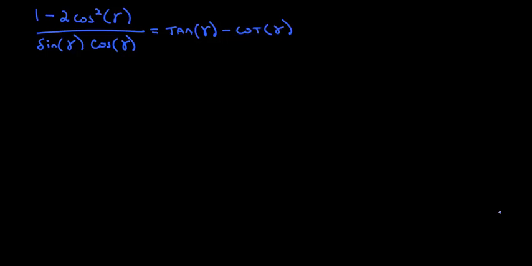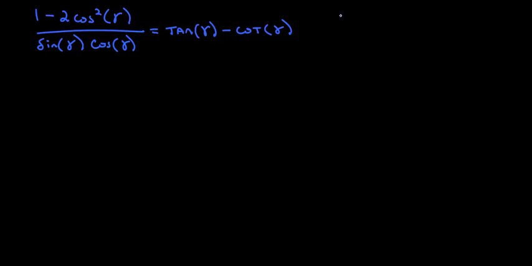Now let's try the left side. So I've got 1 minus 2 cosine squared. Now that'd be really slick if that was a sine up there, because we could replace it with a double angle or something like that. But it's not. So what I'm going to do here is replace this cosine squared with something that I already know.